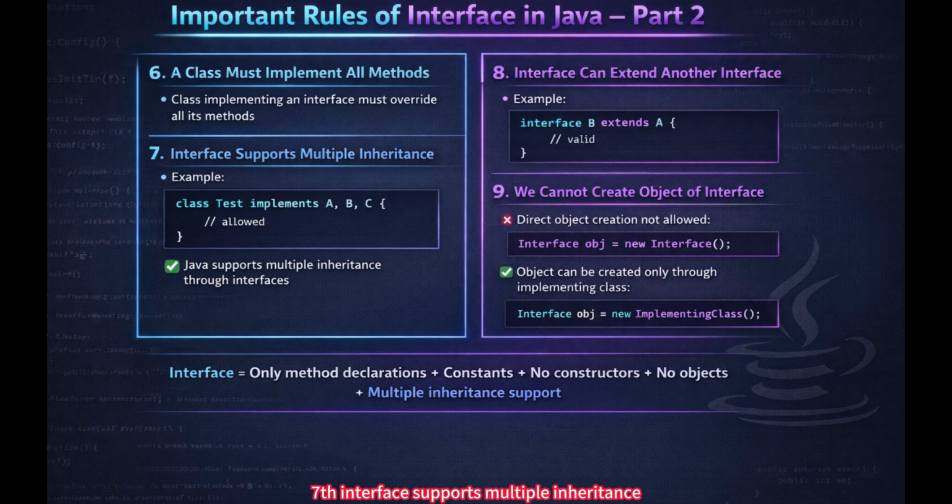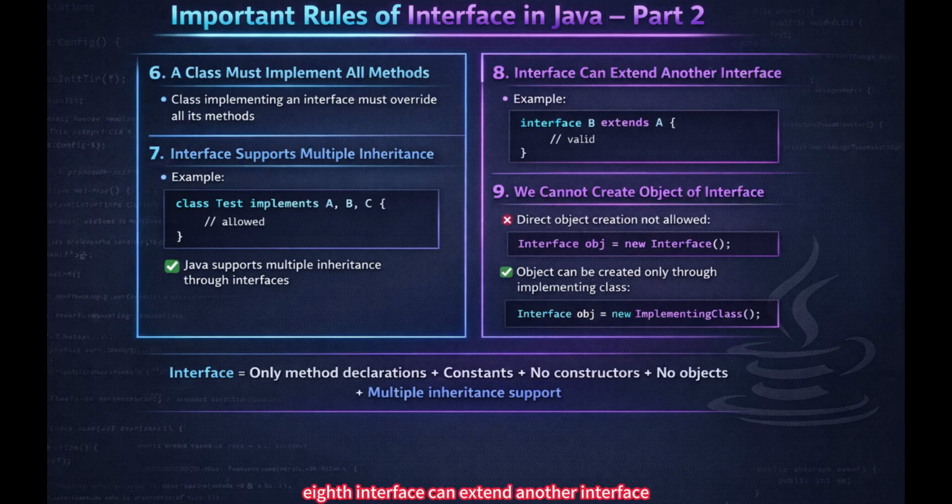Seventh, interface supports multiple inheritance. Java does not support multiple inheritance using classes. But interfaces solve this problem. Example: class Test implements A, B, C. Allowed. So Java supports multiple inheritance through interfaces.